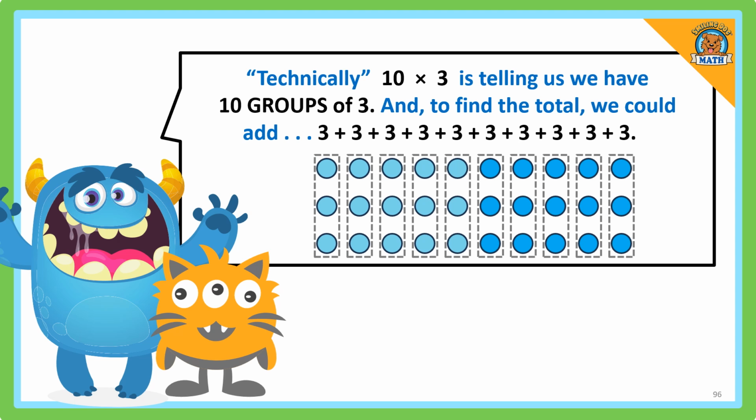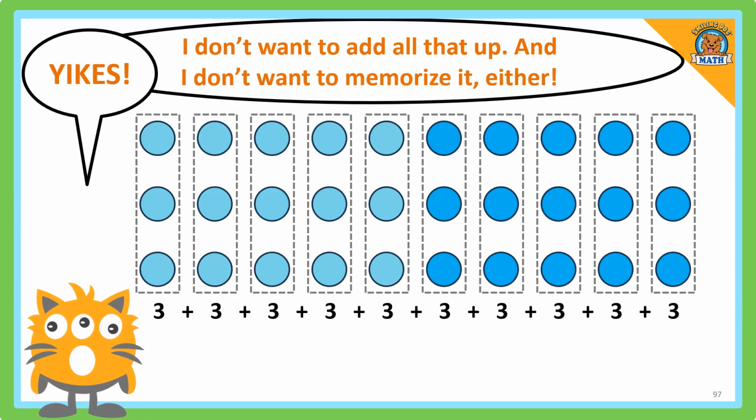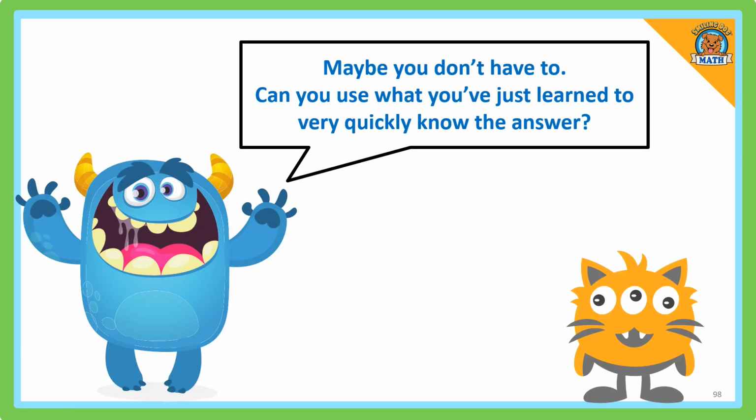Technically, the 10 times 3 is telling us we have 10 groups of 3, right? And to find the total, we could add all those up. 3 plus 3 plus 3 plus 3 plus 3 plus 3 plus 3 plus 3 plus 3 plus 3. Yikes! I don't want to add all that up, and I don't want to memorize it either. Well, maybe you don't have to. Can you use what you've just learned to very quickly know the answer?